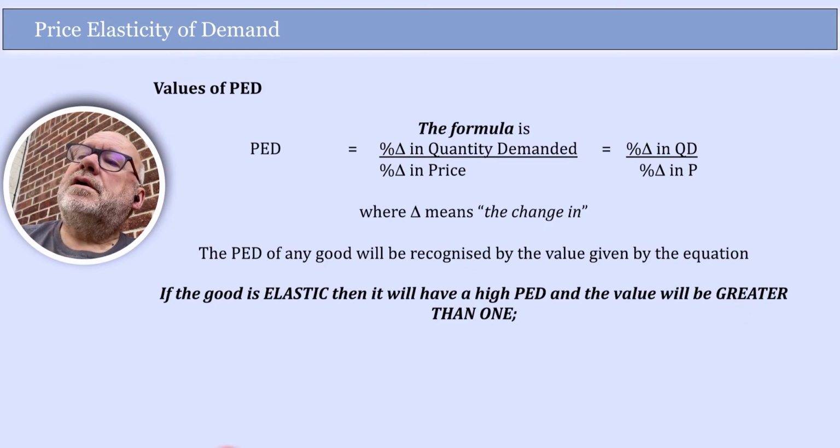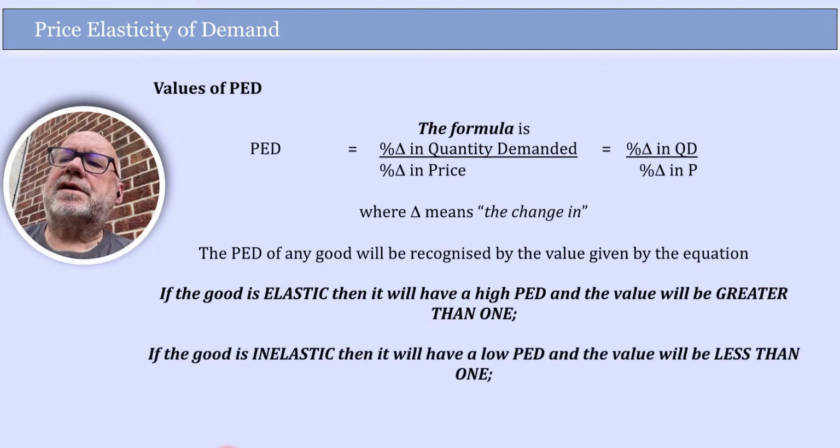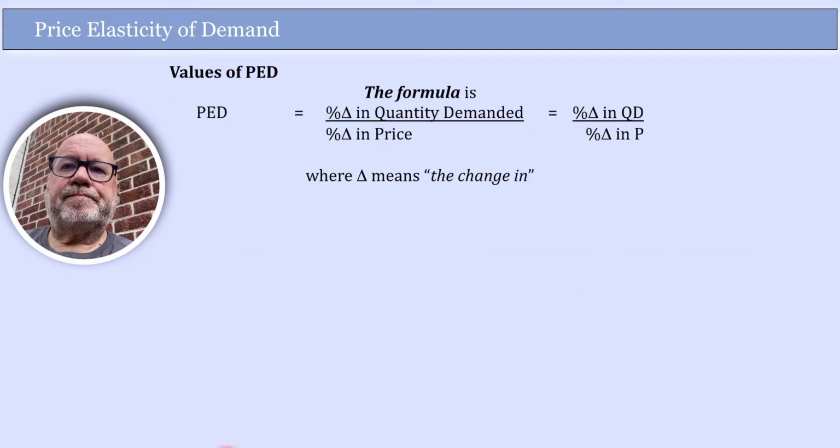What does that mean? That the percentage change in the demand, this number here, is going to be bigger than that number. So we're going to divide a big number by a smaller number, and you're going to get a value greater than 1. If it's inelastic, it's going to have a low PED, and the value will be less than 1. So this percentage change in demand here is going to be smaller than the percentage change in the price.